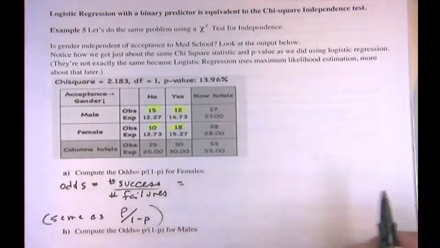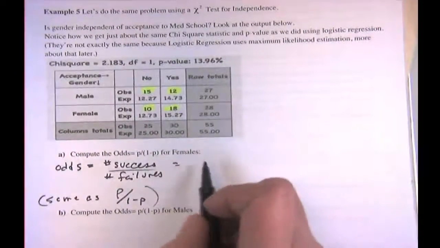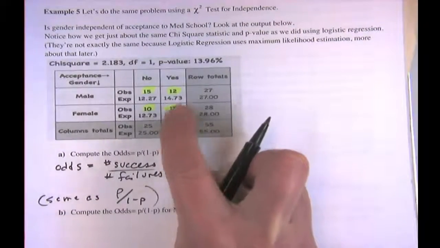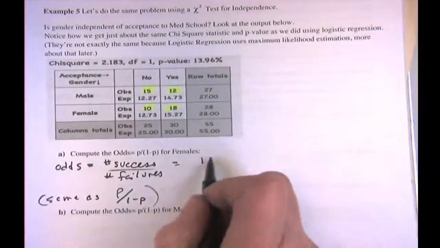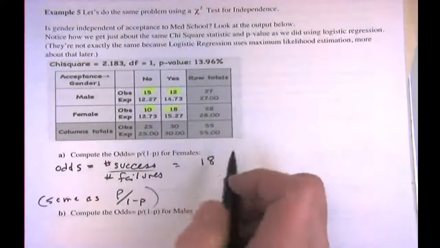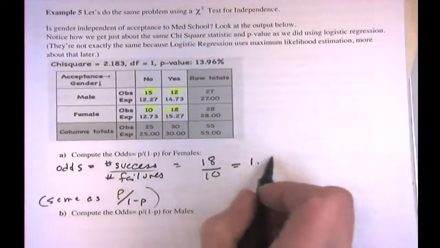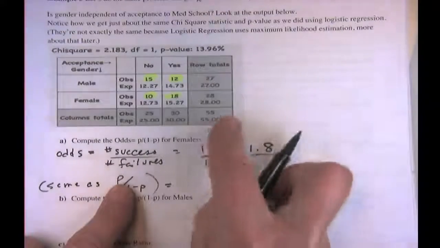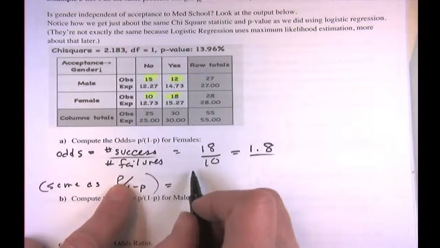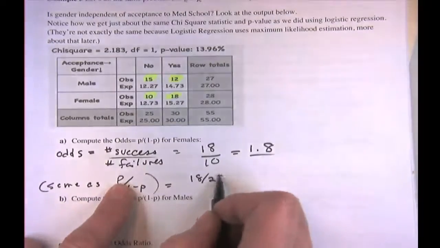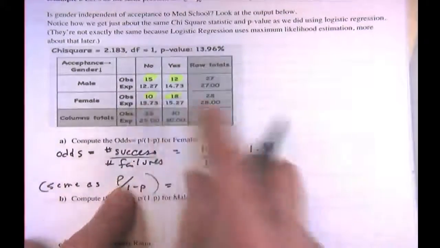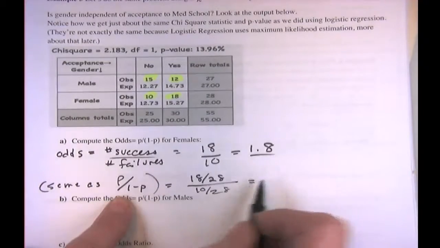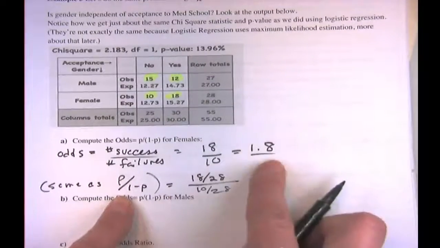Okay, so if we do this for females, what is it? How many successes, coded as 1, getting into med school, whatever's coded as 1, over 10. So that's 1.8, which is exactly the same thing we got here. If you did it this way, it's the same thing. You could say 18 over the total number, which would be 28. So it would be 18 divided by 28 over 10 divided by 28, which is the same thing. This is just easier to do it that way.